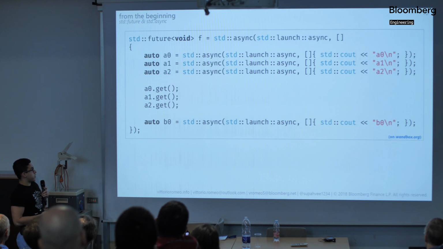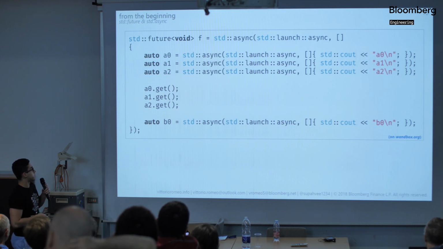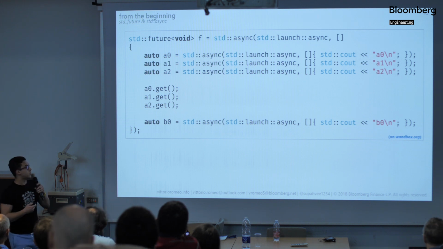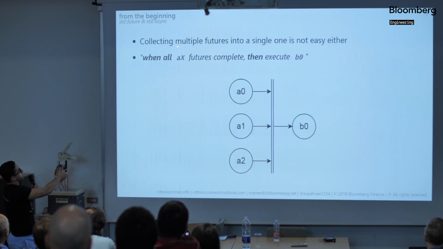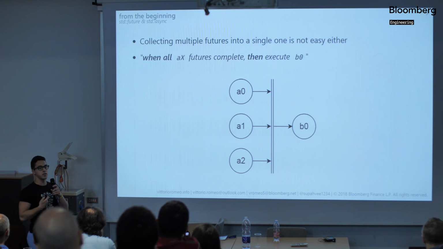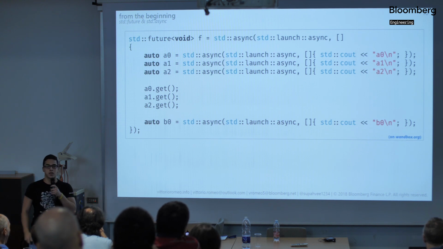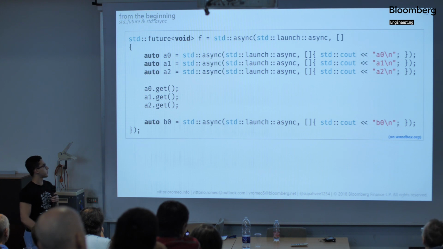Again, this can be done in a better way, both in terms of performance and readability, but the point is that there is nothing in the standard library that lets you express when all A_X futures are complete, then execute B0. I want to express something conceptually simple, and I have to go very low level and build up my synchronization myself, which kind of defeats the purpose of futures.